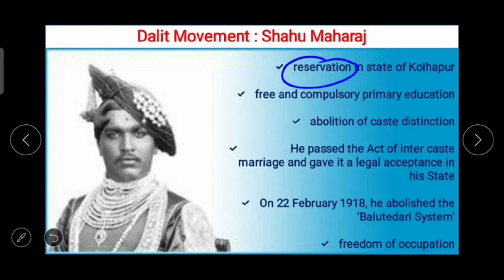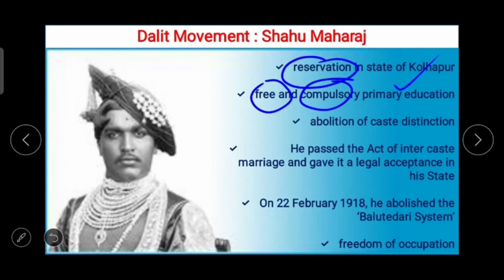Today we are having reservations, reservation seats and reservation policies in the different schemes, or in the field of education or in politics. It was started by Rajarshi Shahu Maharaj in his state. He made a law for free and compulsory primary education. Today we are having free and compulsory primary education. This was basically first started by Rajarshi Shahu Maharaj.